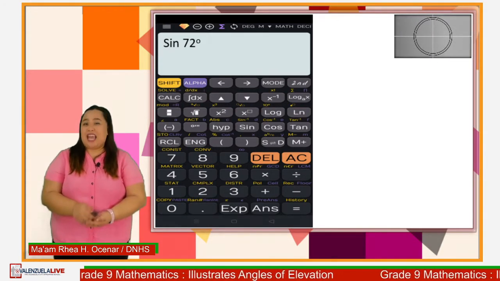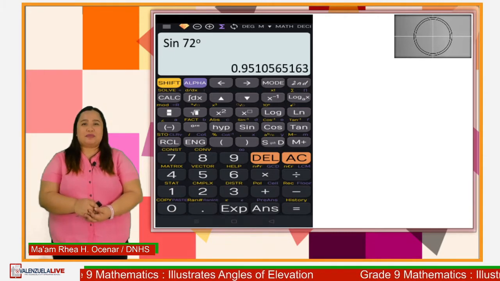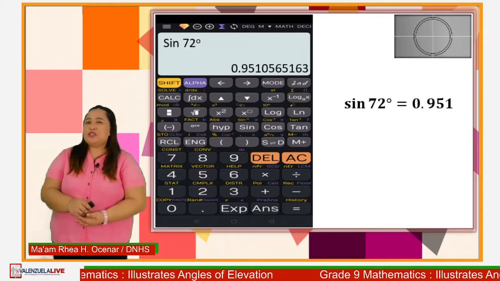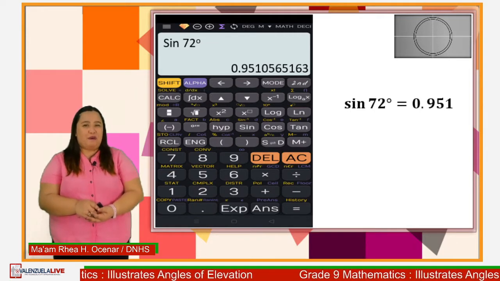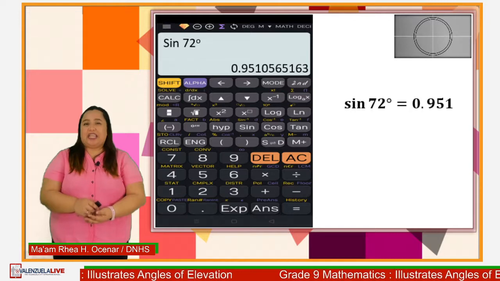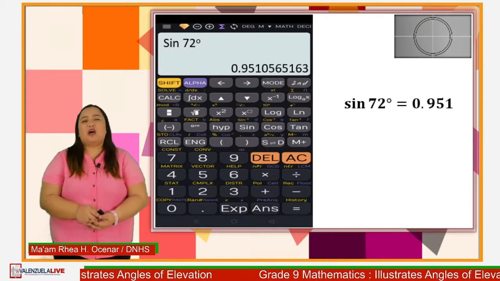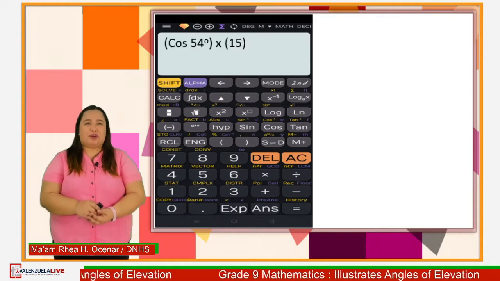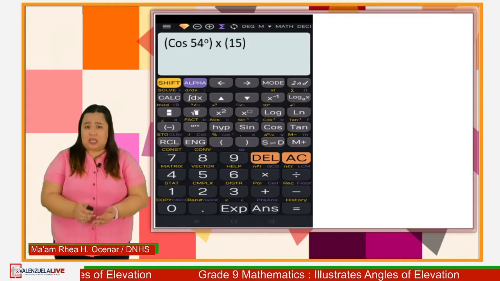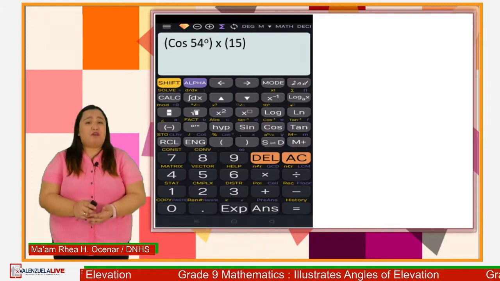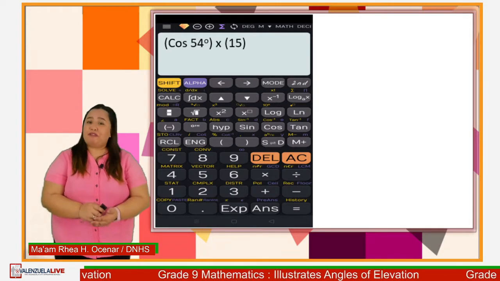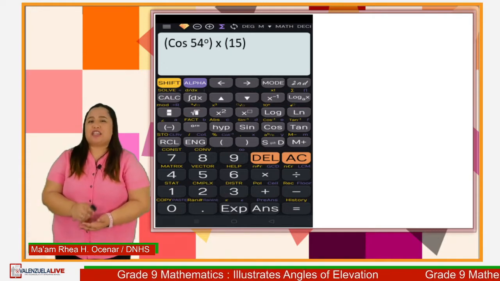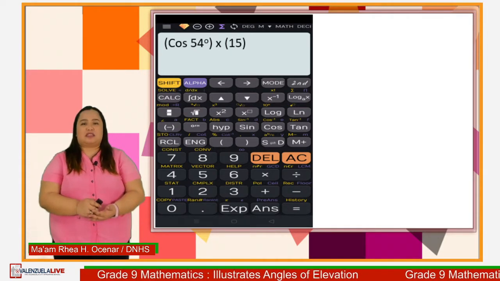The answer is sine 72 degree is equal to 0.951 or 0 and 951 thousandths. Next, number 4. What is cosine 54 degree times 15? Round off your answer to the nearest 10,000.